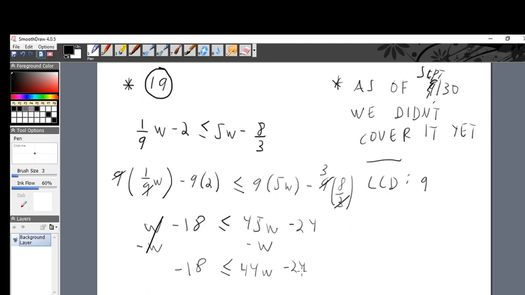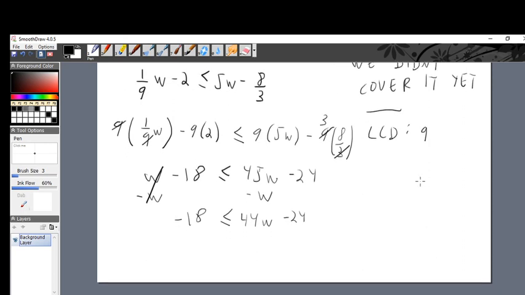Let me move this up. I might as well try to get some more space here. Okay. Now, I got numbers on both sides. I'm going to get rid of this. Plus 24 and plus 24. What is this? 24 minus 18 is 6. Less than or equal. No flipping the sign at this point. And this is gone.